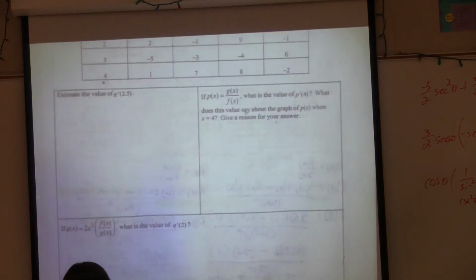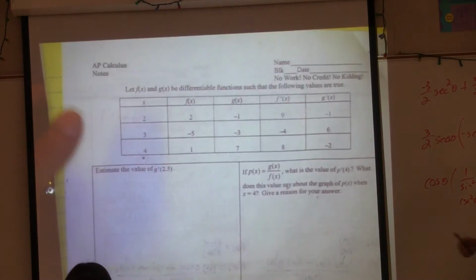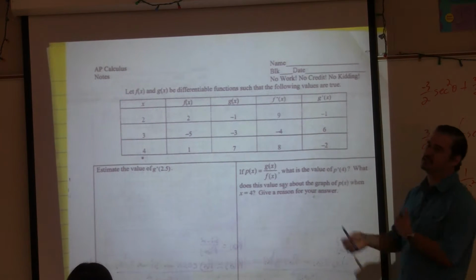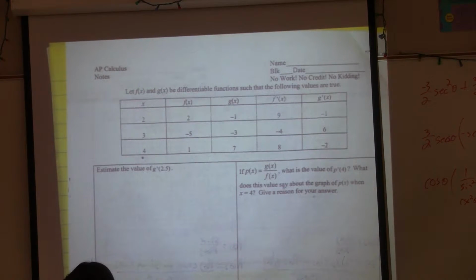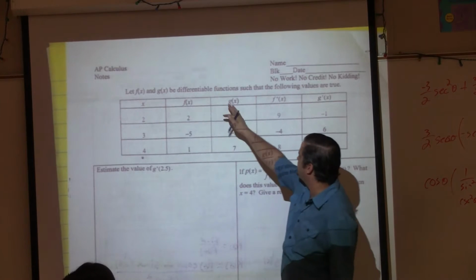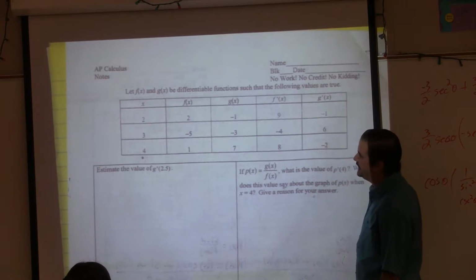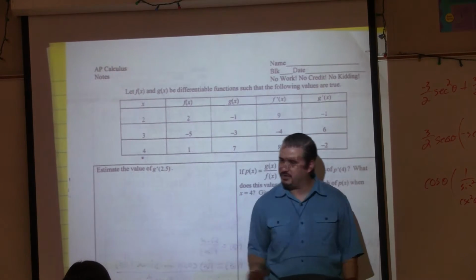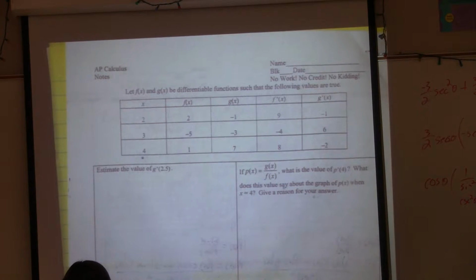Good? So now look at this one. Now what am I giving you? I'm not giving you a graph anymore. I'm giving you a what? A table. So now I'm going to answer questions using the table. Alright, so let's do it. So the table has x, it has f of x, g of x, f prime, and g prime. And the question says to estimate the value of g prime at 2.5. So how can I do that? How can I estimate a derivative at 2.5 of g?